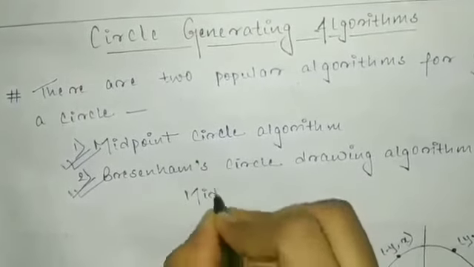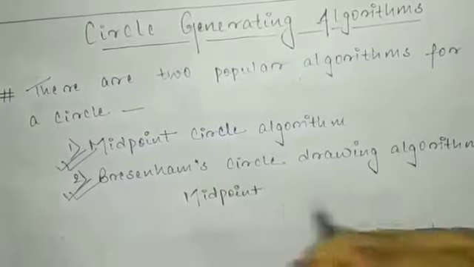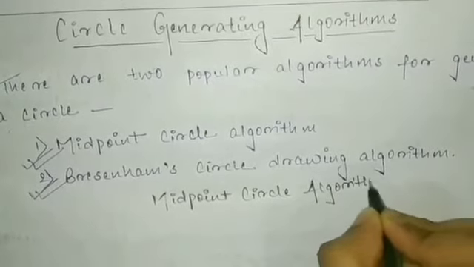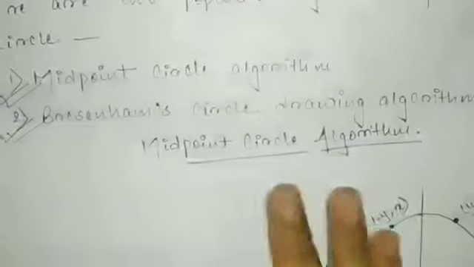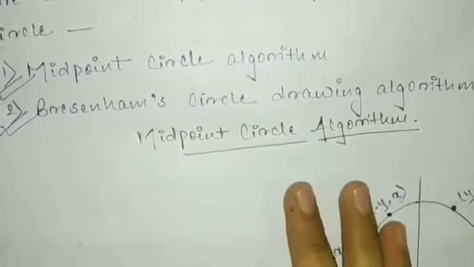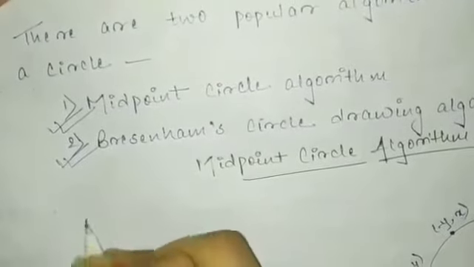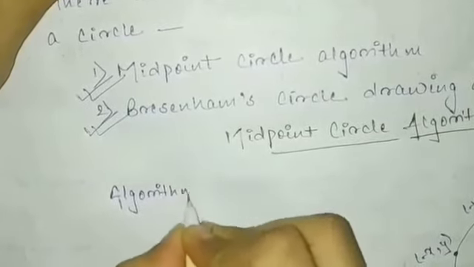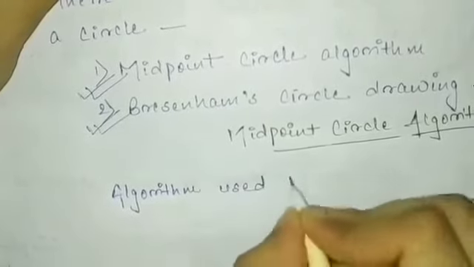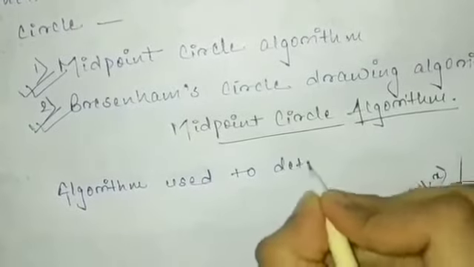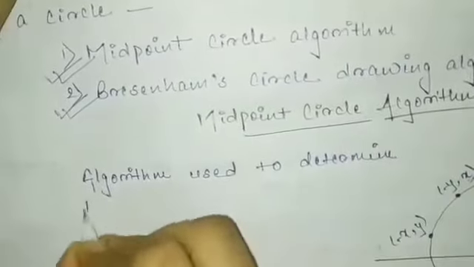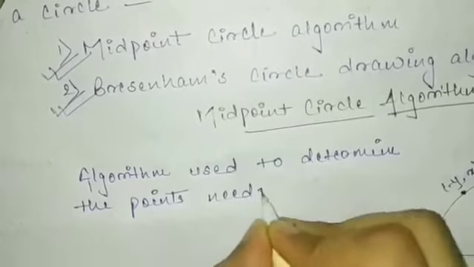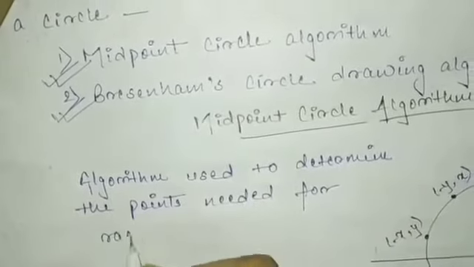So what is midpoint circle algorithm? An algorithm which is used to determine the points needed for rasterizing a circle.